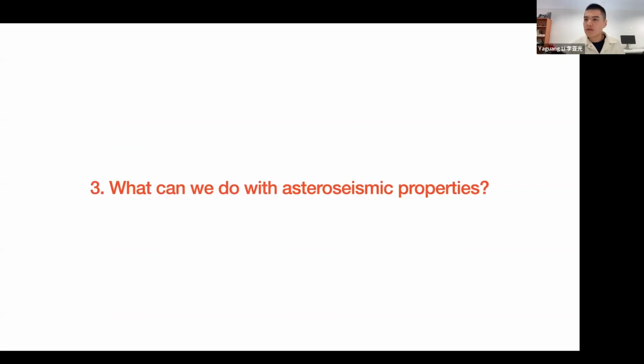Okay, so the final part of my talk is going to try to answer the question: what can we do with these really nice asteroseismic properties? I'm sure everyone has their own answer, like you can use it to study your favorite planets or do galactic archaeology.